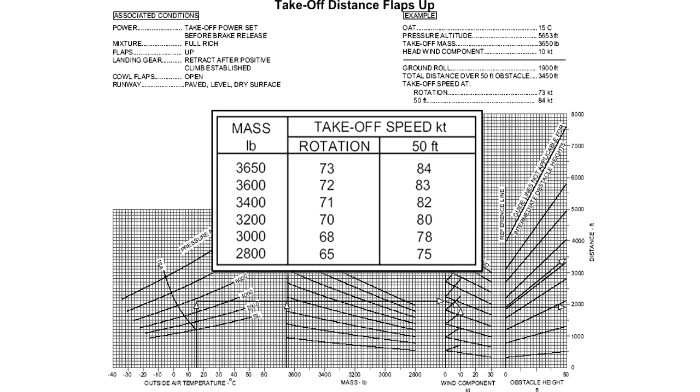Notice this box here, which highlights the rotation and screen speeds for different weights. A pilot must adhere to these accurately because they are the speeds which have been used to construct this graph. If a pilot were to deviate from these speeds, the required aircraft performance would not be achieved.